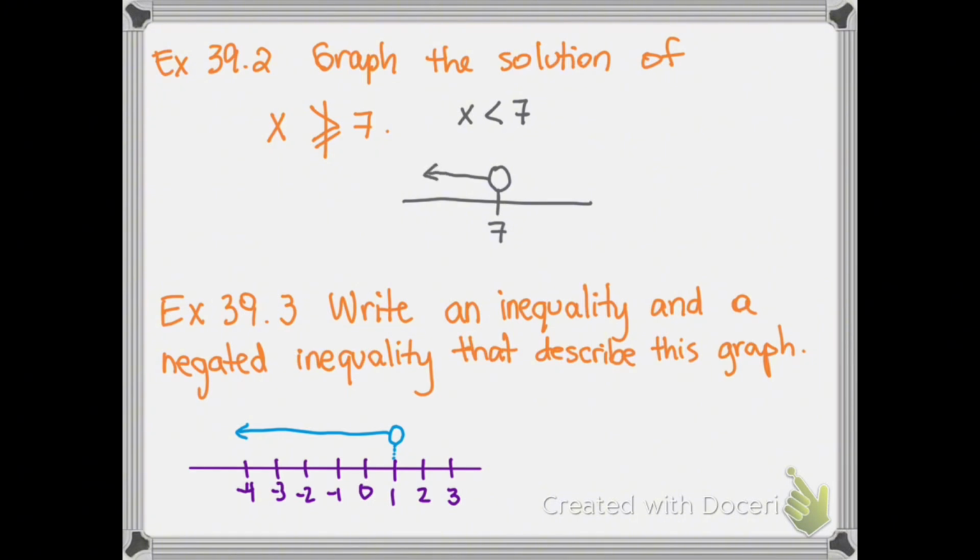Now in example 39.3, they ask that we write the inequality and the negated inequality for the graph. So let's first write the inequality. We have the numbers here to the left of 1, so it's all the numbers less than 1. Now notice the circle is open, so we do not include the 1. Now if the numbers are less than 1, then they are not greater or equal to 1. And that would be our answer.